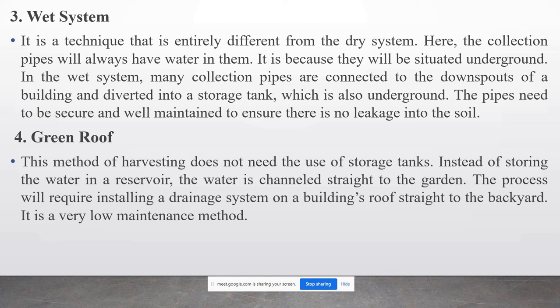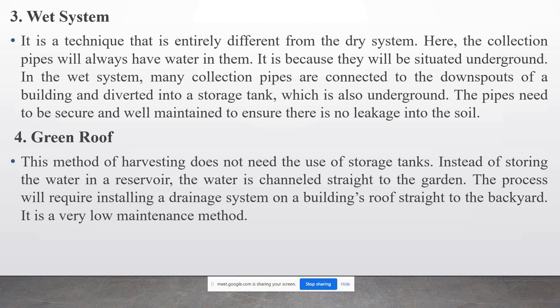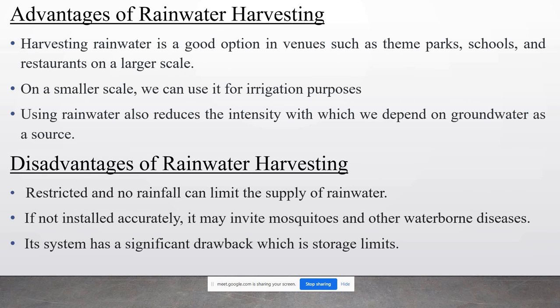The third one is the wet system. It is a technique that is entirely different from the dry system. Here, the collection pipes will always have water in them. And the fourth one is the green roof. This method of harvesting does not need any storage tank. Instead of storing water in a reservoir, the water is channeled straight to the gardens. Now, here are some advantages: on a smaller scale we can use it for irrigation and many other purposes too. Now, let's talk about water resource management.